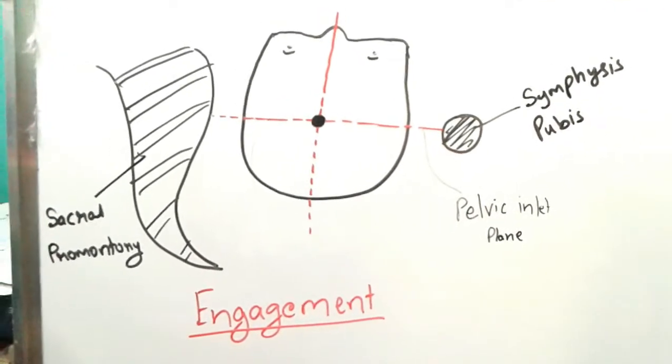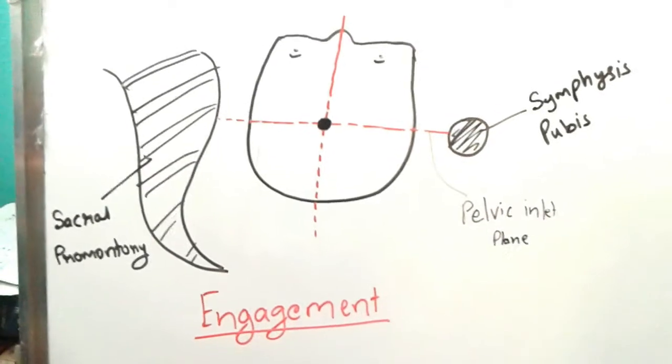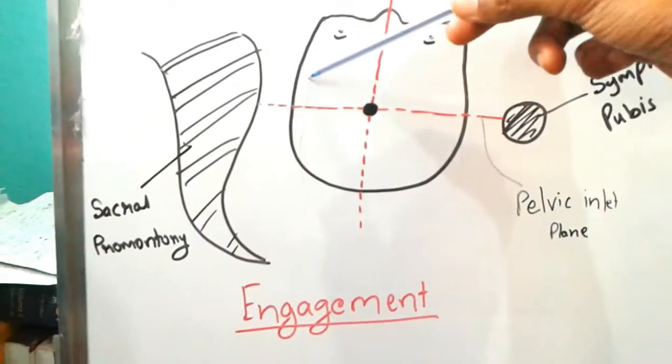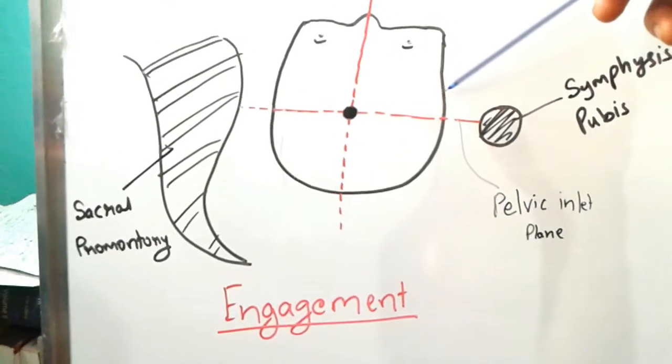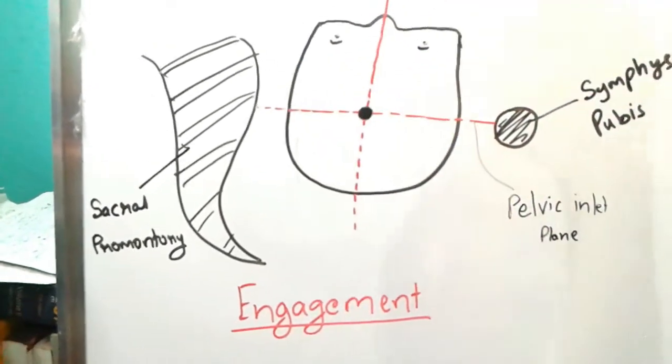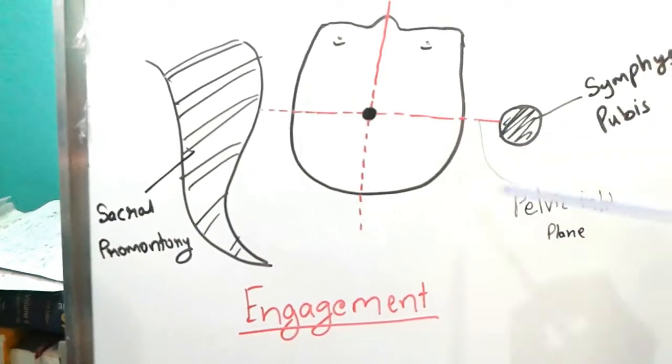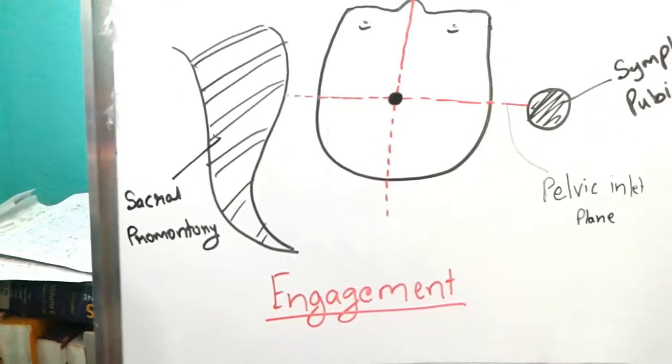The mechanism by which the biparietal diameter, the greatest transverse diameter of the fetal head in an occiput presentation, passes through the pelvic inlet, this is the pelvic inlet, is known as engagement.